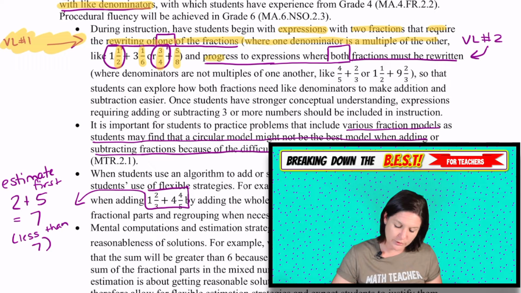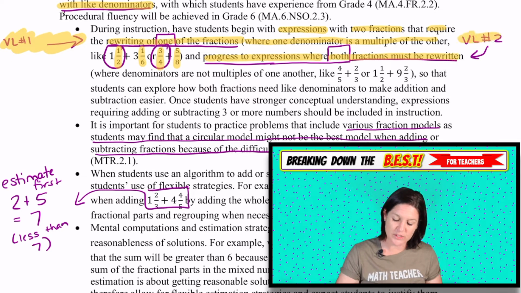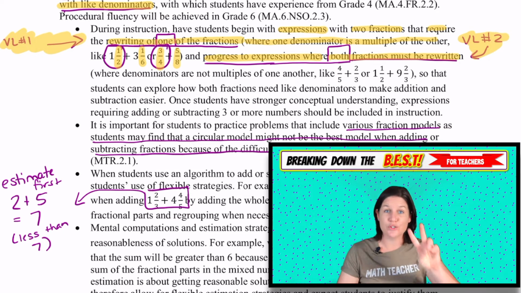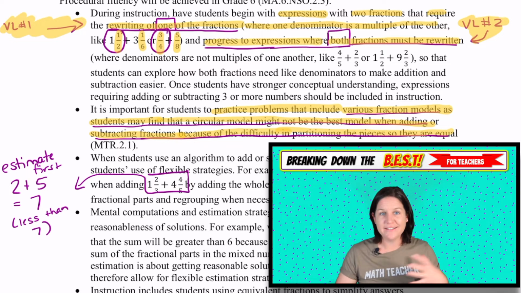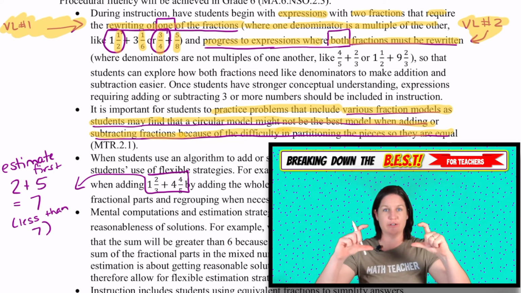And then we will progress to expressions where both fractions must be rewritten, which is going to be video lesson number 2 that I'll show you. Here it says that various fraction models, to provide practice problems that include various models of fractions, because students may find that a circular model might not be the best model when adding or subtracting fractions, because of the difficulty in partitioning the pieces so they are equal. I like the area model with the rectangular shape.